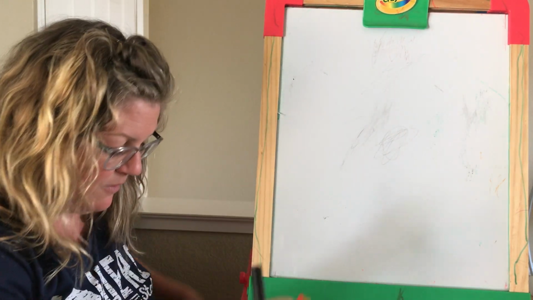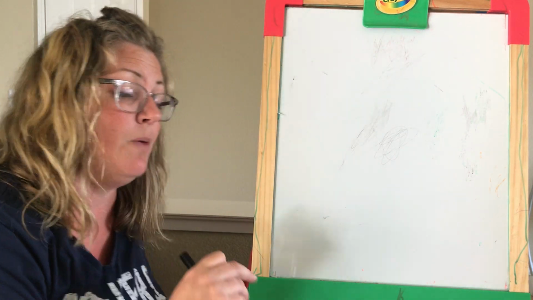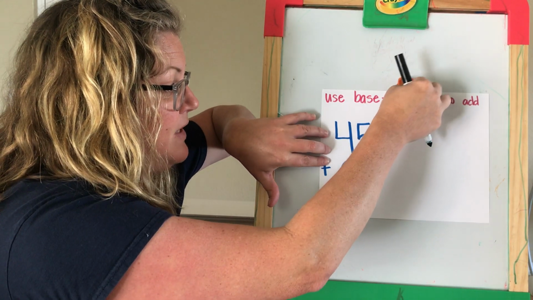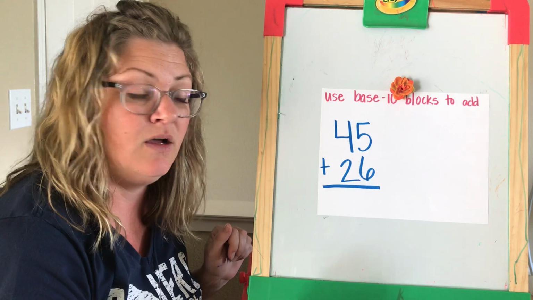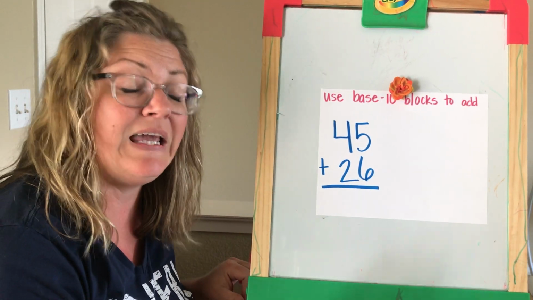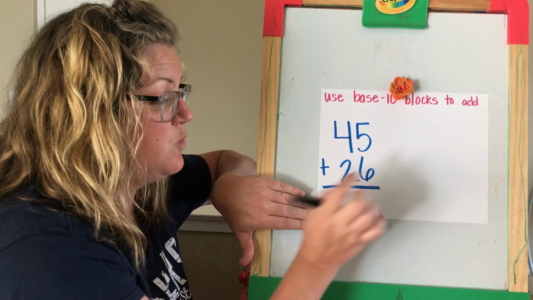Alrighty. Now let's take what we know about our base 10 blocks and use that to help us with an addition problem, such as this. So my directions at the top underneath the flower: use base 10 blocks to add. We want to find the sum. The sum's a fancy way of saying the answer in an addition problem. So I have 45 and 26.